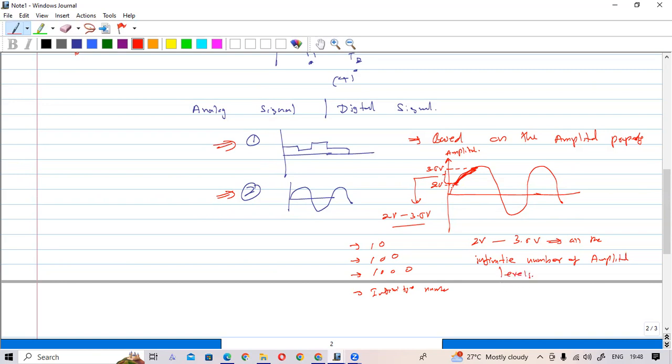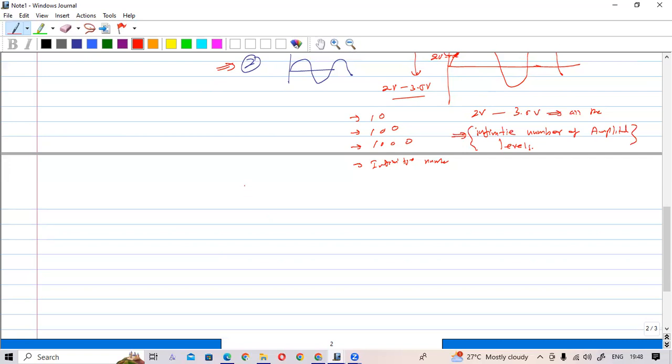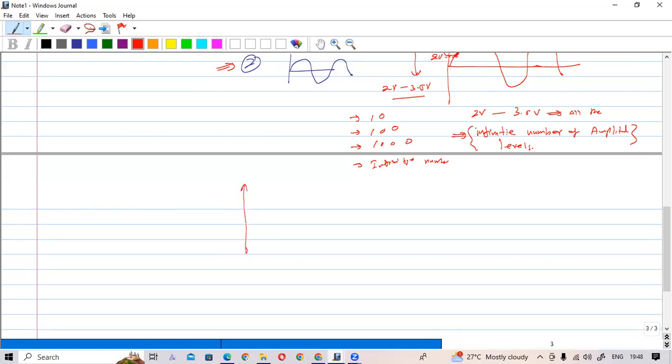For an analog signal, there are an infinite number of amplitude levels between any two amplitudes. You can't count the amplitude levels. But for a digital signal, you have a finite number of amplitude levels.